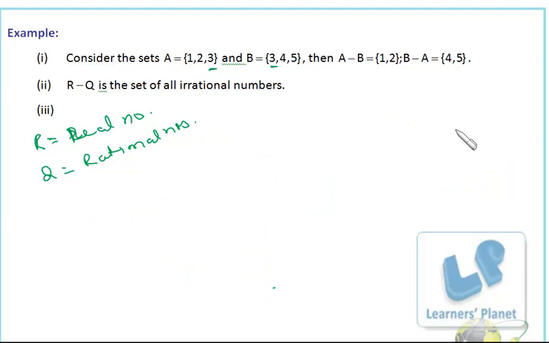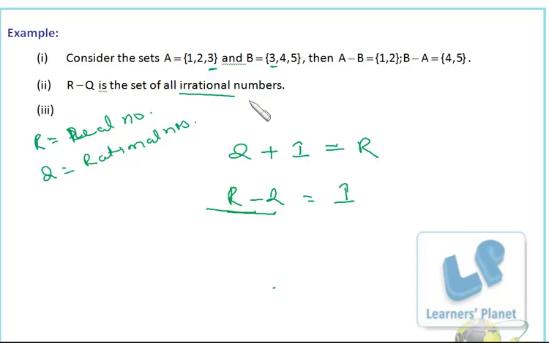So precisely what is happening? All rational numbers, suppose Q, plus all irrational numbers I is equal to all real numbers, right? So if I deduct Q from R, that is R minus Q, from the set of real numbers, if we take out all rational numbers, then we will be left with irrational numbers, right? So R minus Q is what? It is the set of all irrational numbers.